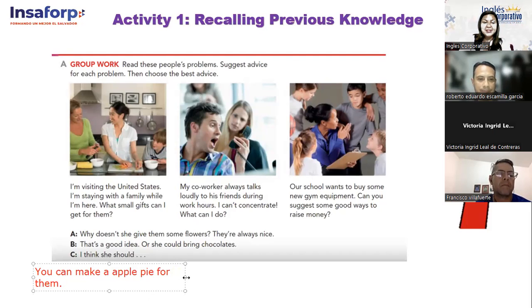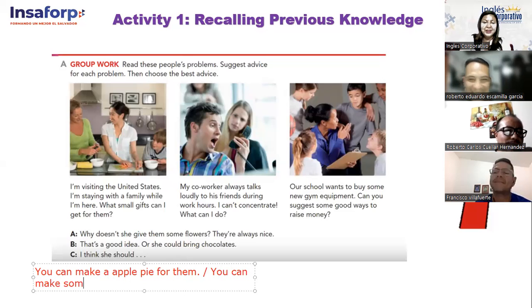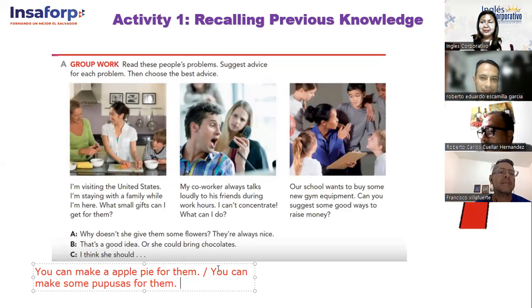Another group says that you can bring a semita or some pupusas. Oh, yeah. Pupusas. You can make some pupusas for them and you can show them the traditional food of our country, right? Okay, so yeah, that's right. Exactly, because it says I'm visiting the United States and staying with an American family, right? Yeah, we need to make it. What small gifts can I get for them?